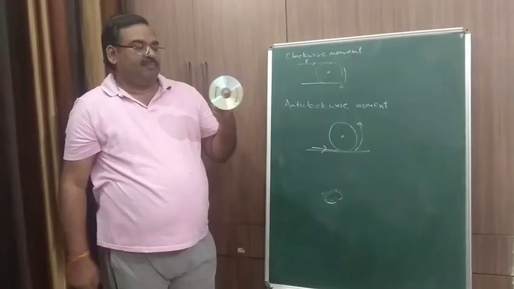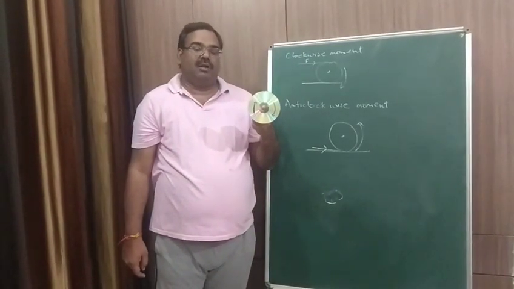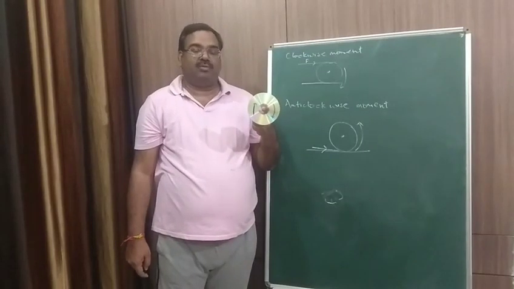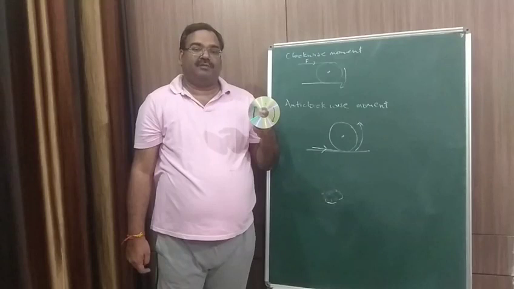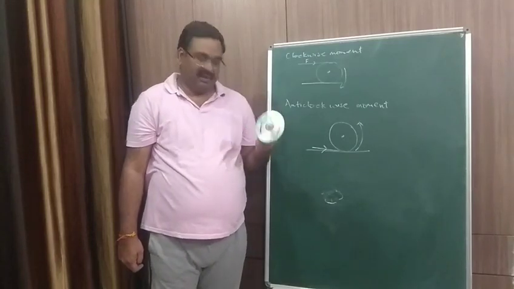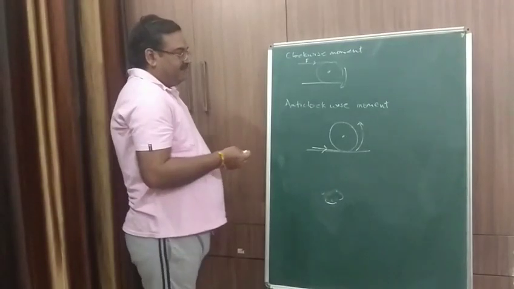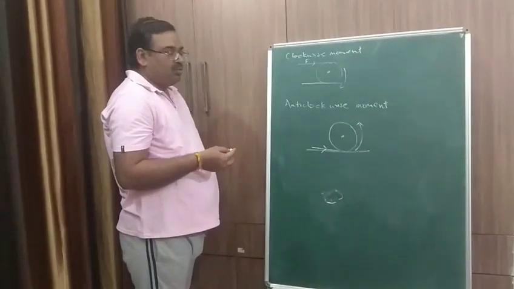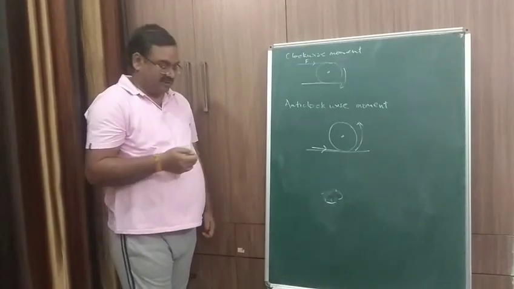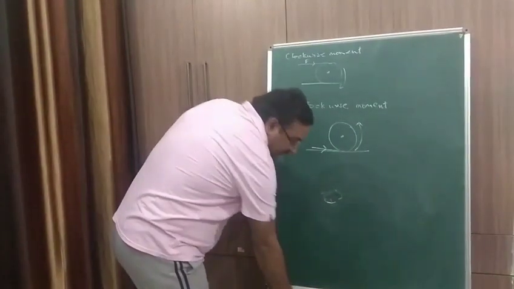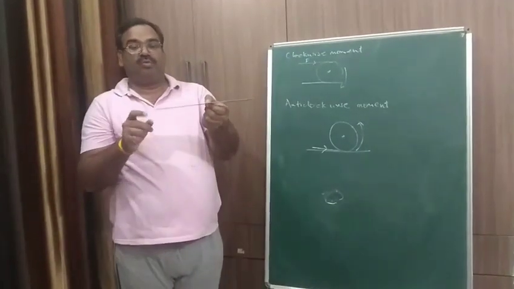So we can set the body into motion, either clockwise or anti-clockwise. It depends upon the point of application of the force. Clear? Then next we have two equal and opposite forces. Two equal and opposite forces that are acting at a point can set the body into two directions.